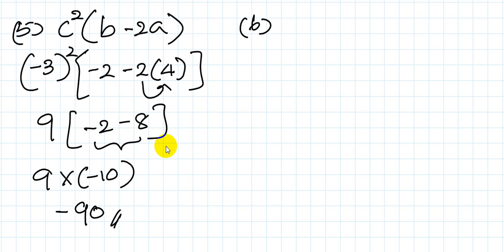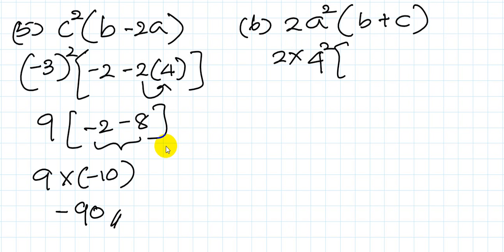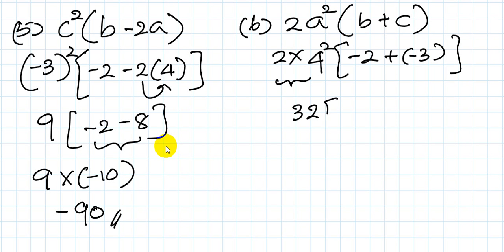Question number 6, that is 2a square within bracket b plus c. So again I substitute the values. a is 4, so 2 multiplied by 4, whole thing is a square. b is -2 plus -3. So 4 square is 16. 16 multiplied by 2 equals 32.